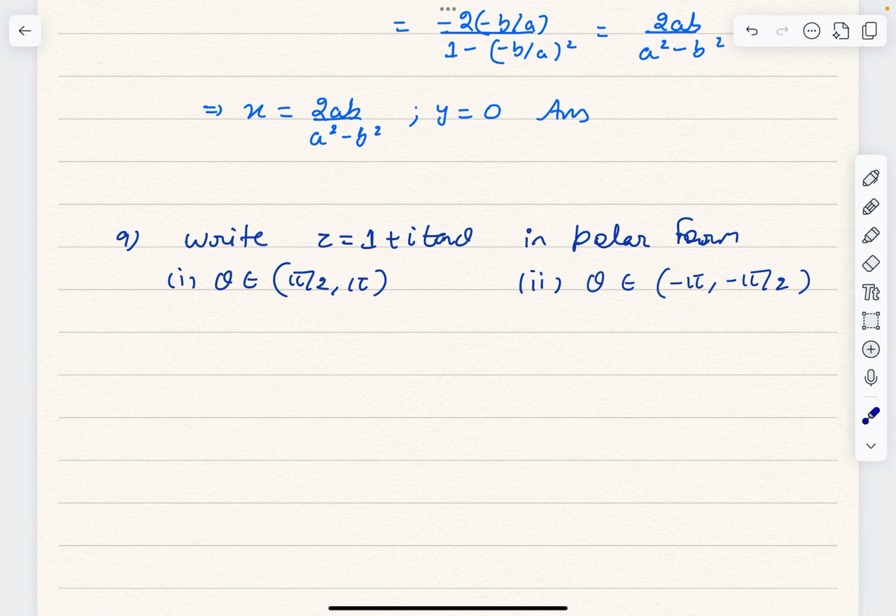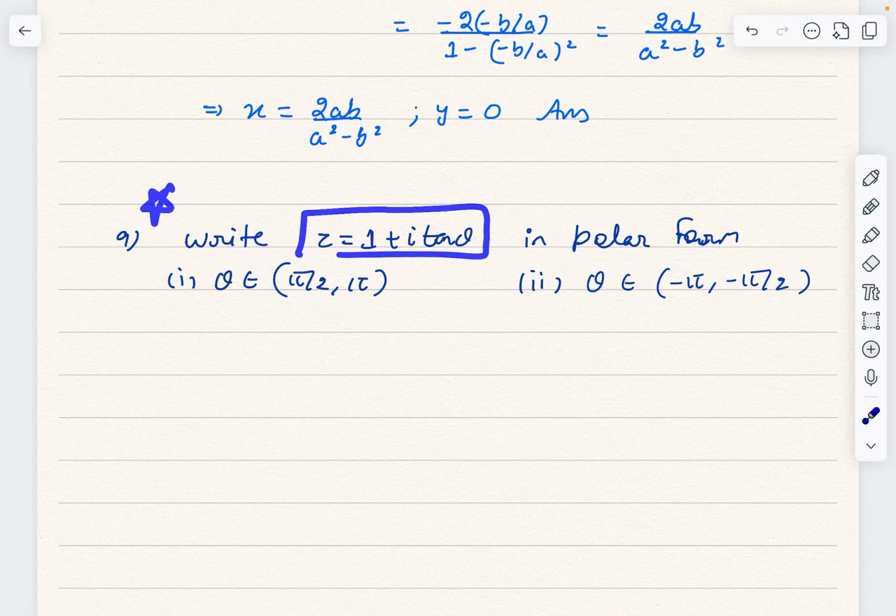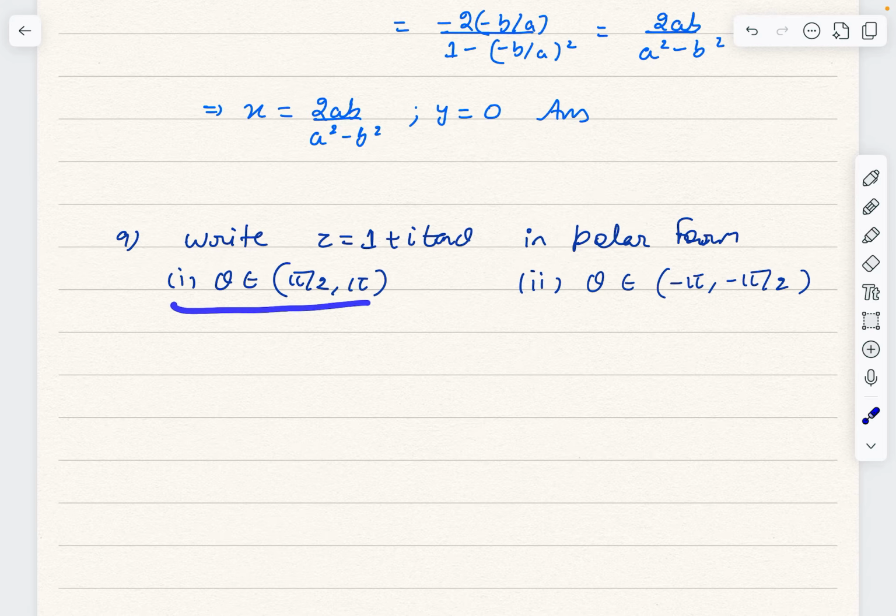Now this is a very good problem. Write z equal to 1 plus iota tan theta in polar form. The first scenario is theta belongs to pi by 2 to pi. Polar form we have to write this into, where z is 1 plus iota tan theta. This is a very important problem, guys. This kind of thing they do ask in mains directly. So pause the video, give the first part a try.